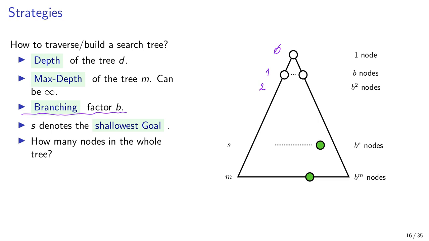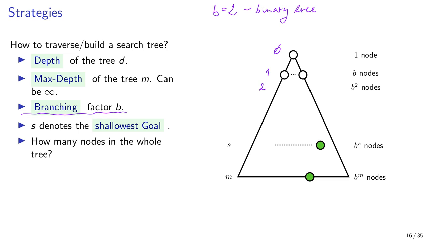I hope that I remember well. The average branching factor for a chess game is 35, and a special kind of tree is a binary tree where b is equal to 2. So the binary tree is indeed the smallest or thinnest tree with the least number of nodes. Okay.